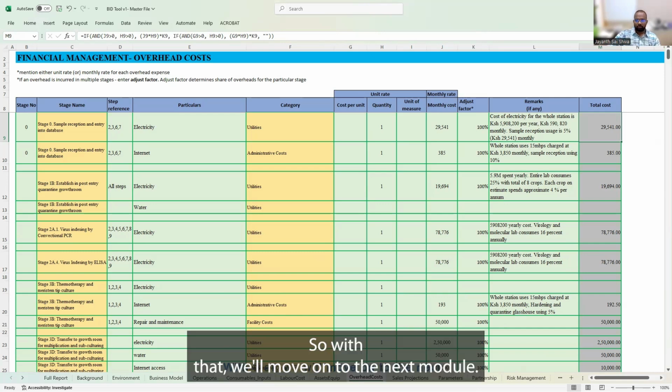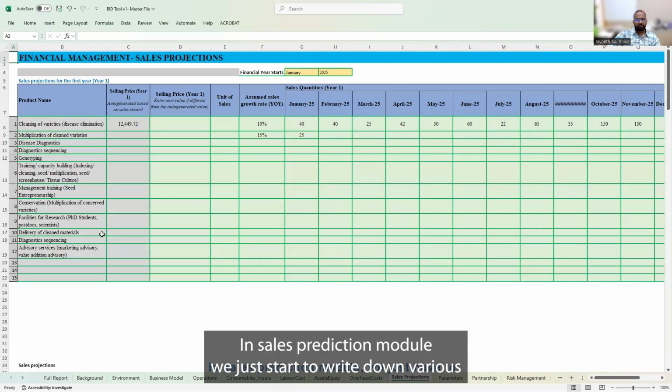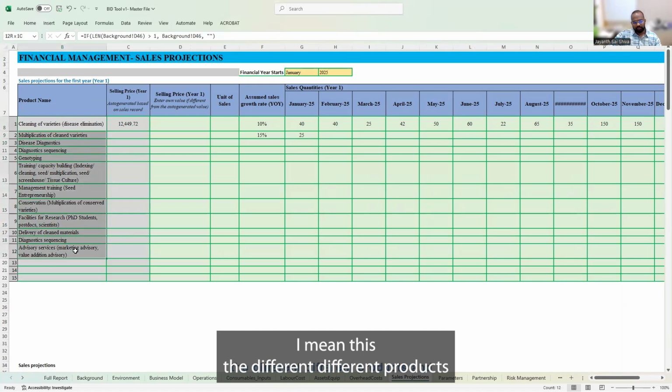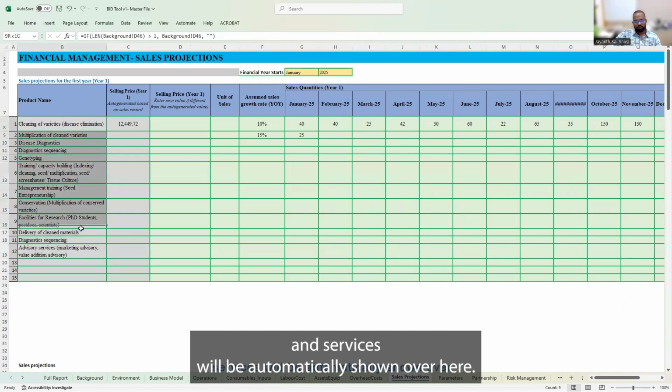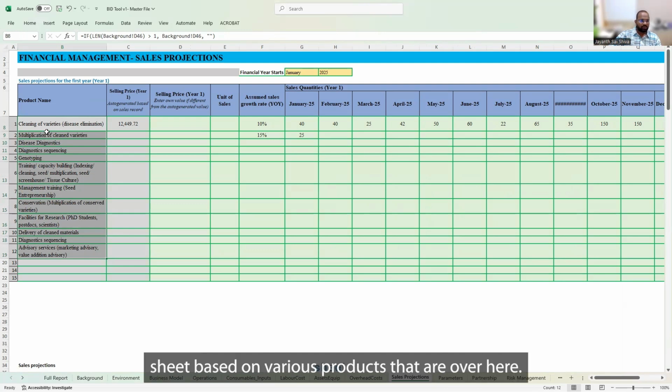So with that, we'll move on to the next module. We move on to the sales projection module. In the sales projection module, we just have to write down the different products and services, which will be automatically shown over here based on what you wrote in the earlier sheet.